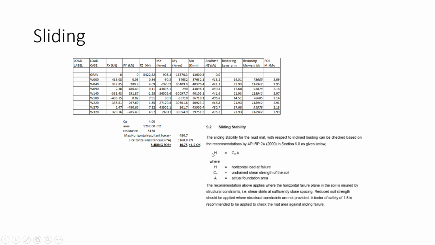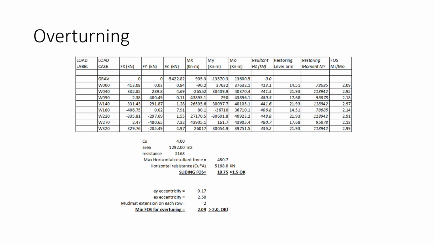Then overturning. I have explained how we have to calculate all those things. Overturning will always be the problem, and you will have only a marginal area. If you see here, against the required value we are having 2.09. So this is also okay for overturning.